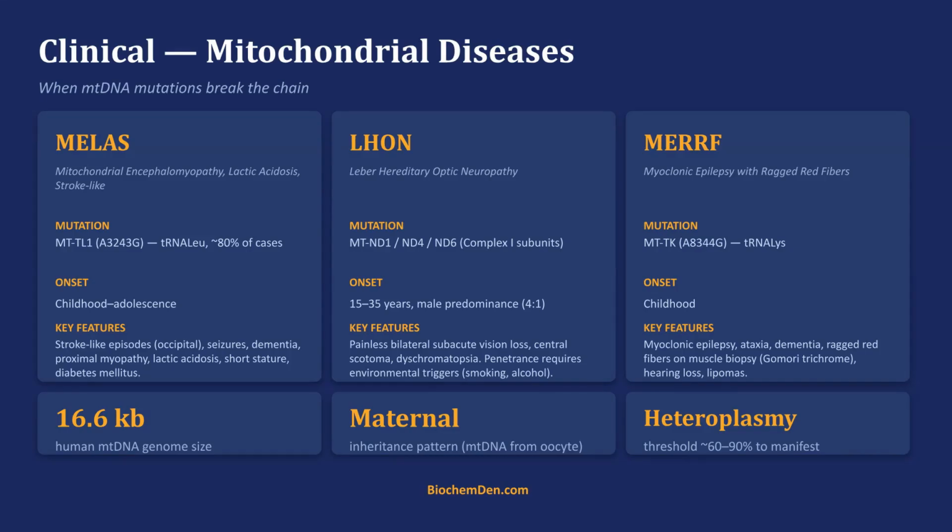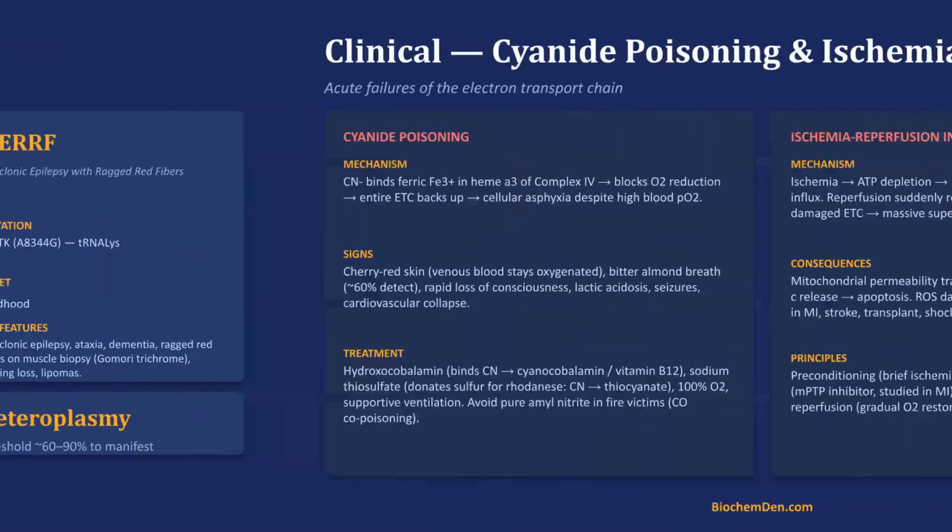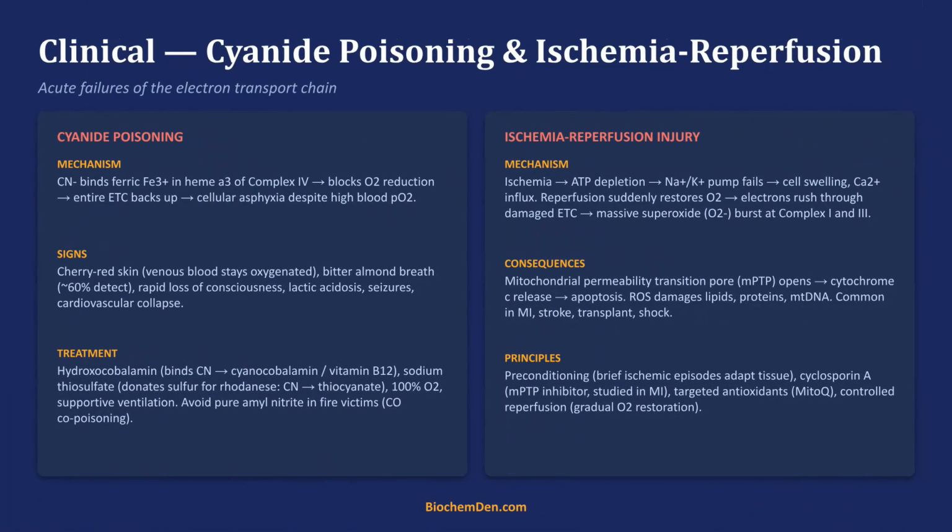Mitochondrial diseases like MELAS and MERRF highlight the impact of mtDNA mutations. Symptoms depend on the level of heteroplasmy, which is why these conditions can be so variable within families. Let's look at clinical impacts like cyanide poisoning and ischemia-reperfusion injury. Both demonstrate the consequences of acute electron transport chain failure.